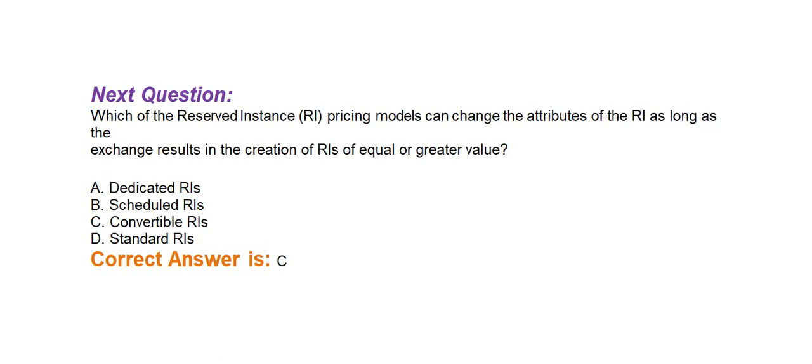Next question is, which of the reserved instance RI pricing models can change the attributes of the RI as long as the exchange results in the creation of RIs of equal or greater value? Option A, dedicated RIs. Option B, scheduled RIs. Option C, convertible RIs. Option D, standard RIs. Correct answer is option C, convertible RIs.